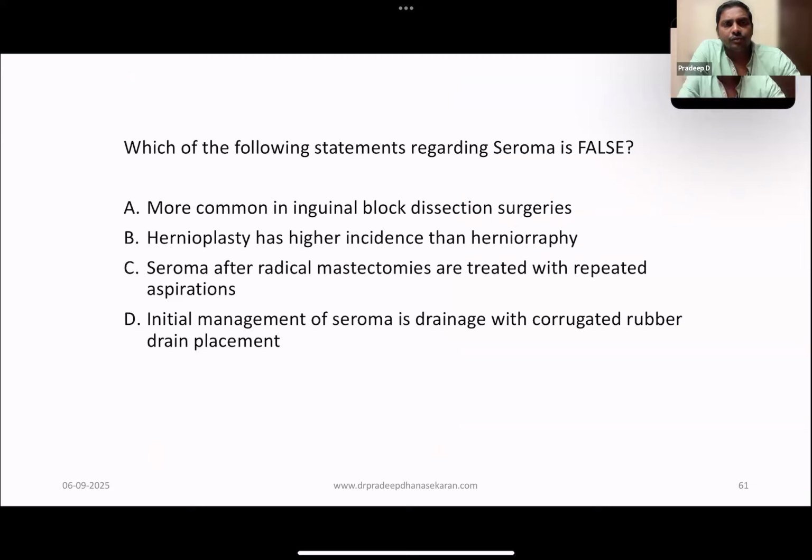This is an easy question for you. Which of the following statements regarding seroma is false? It is more common in inguinal block dissection surgeries. That is a true statement. Hernioplasty has higher incidence than herniorrhaphy because keeping a mesh will elicit more reactions. Seroma after radical mastectomies is treated with repeated aspirations. True statement. Initial management is drainage with CRT placement. Initial management is you can drain it with the help of aspiration, or in repetitive situations you can place a suction drain. This is a false statement.